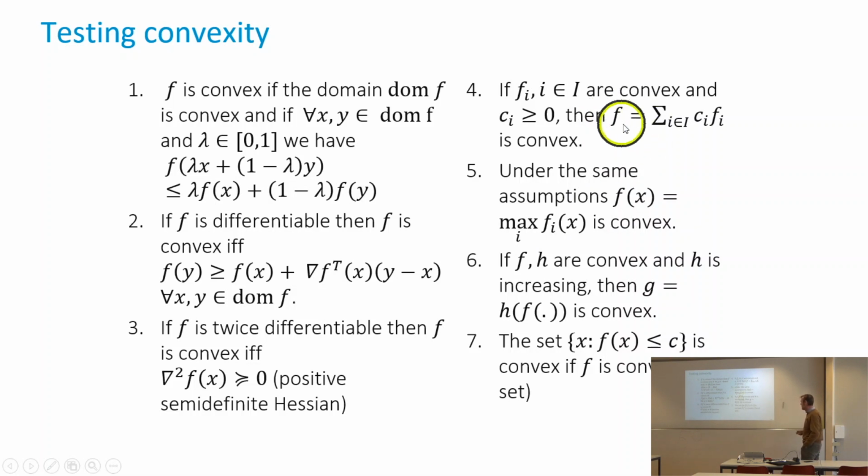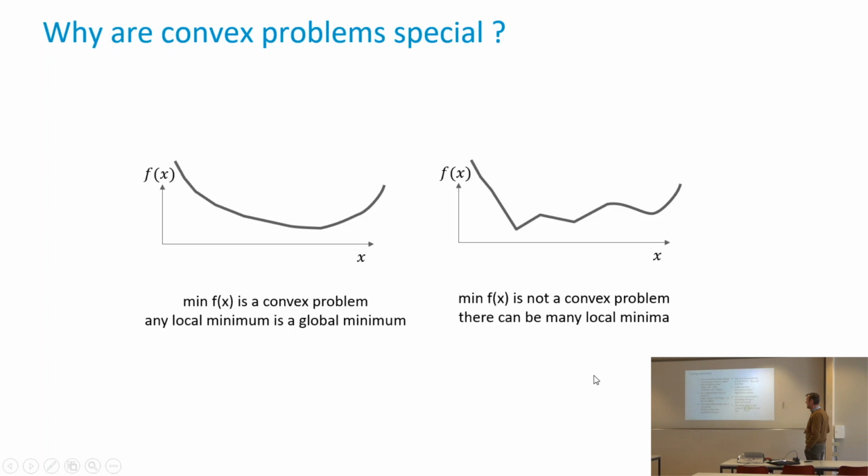Then you have all the possible combinations of convex functions. If you do a linear combination with positive weights of convex functions, then it remains convex. The max of convex functions is convex. The composition is generally not convex, except if we compose with an increasing function. And the level set is convex if the function is convex here.